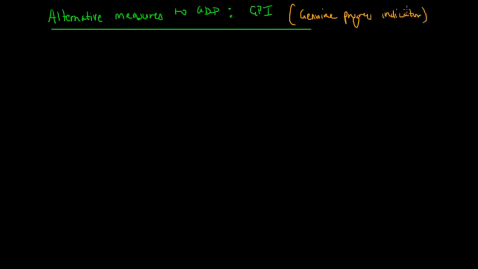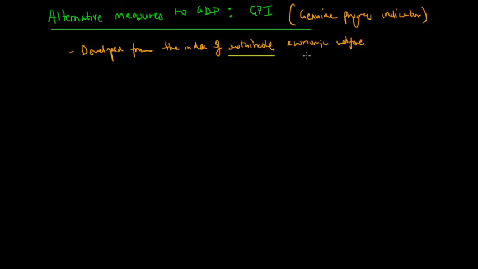So this indicator was developed in the late 1980s, and it evolved from a measure called the Index of Sustainable Economic Welfare. This is very important because we note that the government goal is strong and sustainable economic growth, not just economic growth which is strong. So we want sustainability as well.